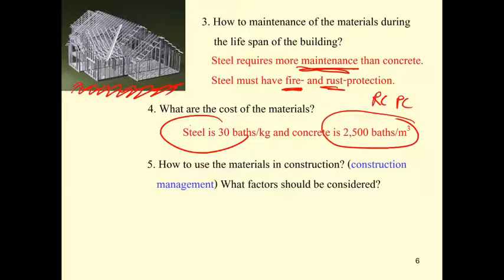And what else? How to use that method in the construction. It's about the construction management. In the past, when you used steel, it could be fabricated in the industry. You can cut it and drill it, and then ship it or transport it to the construction site. That's going to be very convenient, and the structure is going to be high quality.